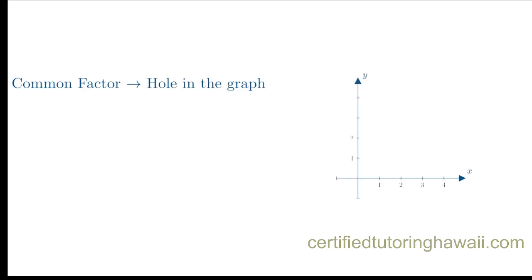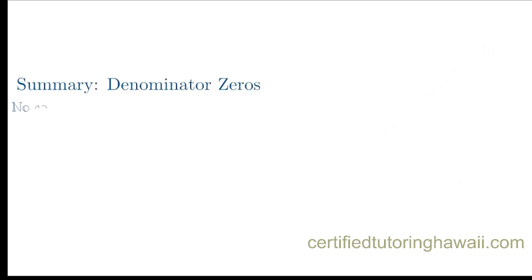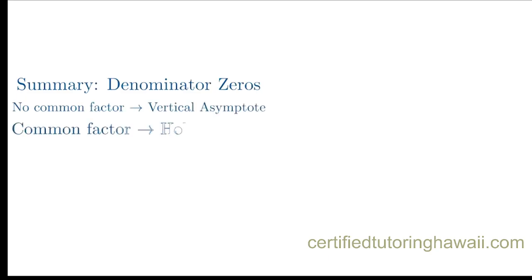However, sometimes there's a special case. If the numerator and the denominator share a common factor, they will both be 0 at the same x value. When this happens, the graph of the function doesn't have a vertical asymptote. Instead, it has a hole, a single missing point. The graph behaves exactly like the simplified function, but with that one point removed. Let's summarize. Denominator zeros are important. If there's no common factor, you get a vertical asymptote. If there is a common factor, you get a hole.